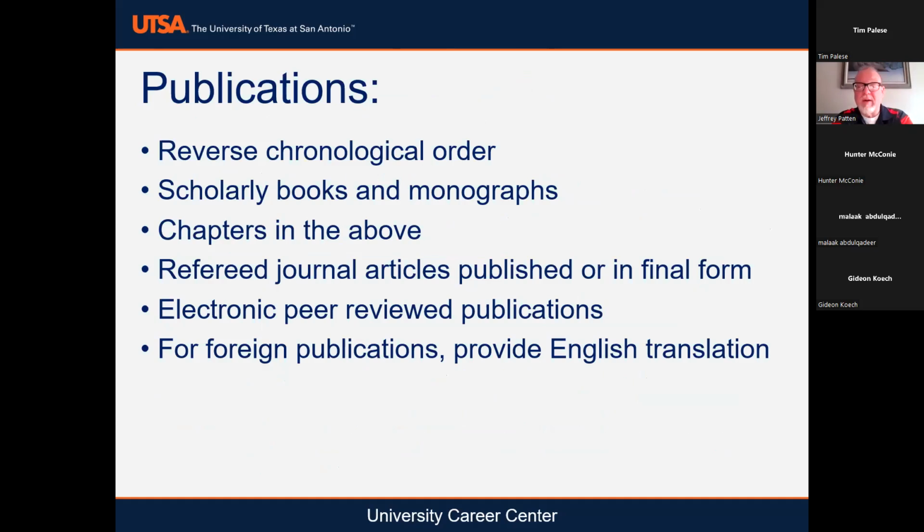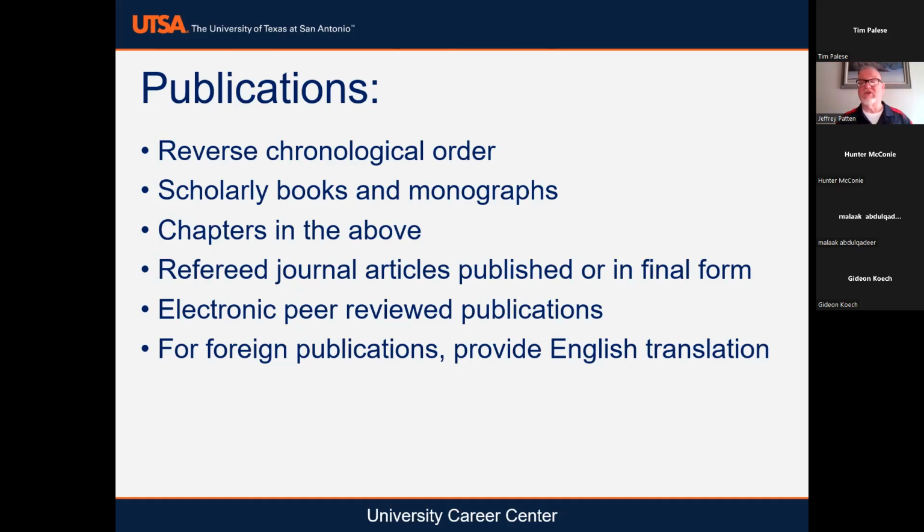Publications. If you have publications, and it's great, you don't have to be first author. You could be second or third author, but they should be listed in reverse chronological order, most recent to least recent. If you have something in a book, so maybe a chapter in a book or a monograph, chapters in the above, refereed journals. So this is about, again, peer-reviewed journals. If it's electronic, again, that's fine.